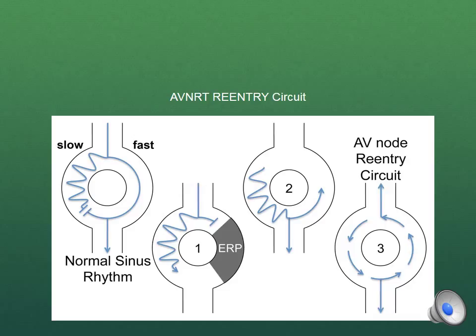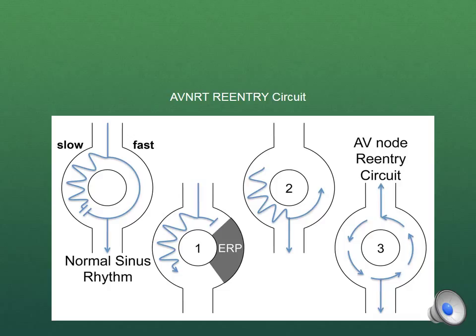Once this occurs, it starts into a reentry loop that has to be broken by something. So I know that may be a little hard to comprehend, but this is in essence the simple version of how a reentry loop is created. So we'll talk about that more later.